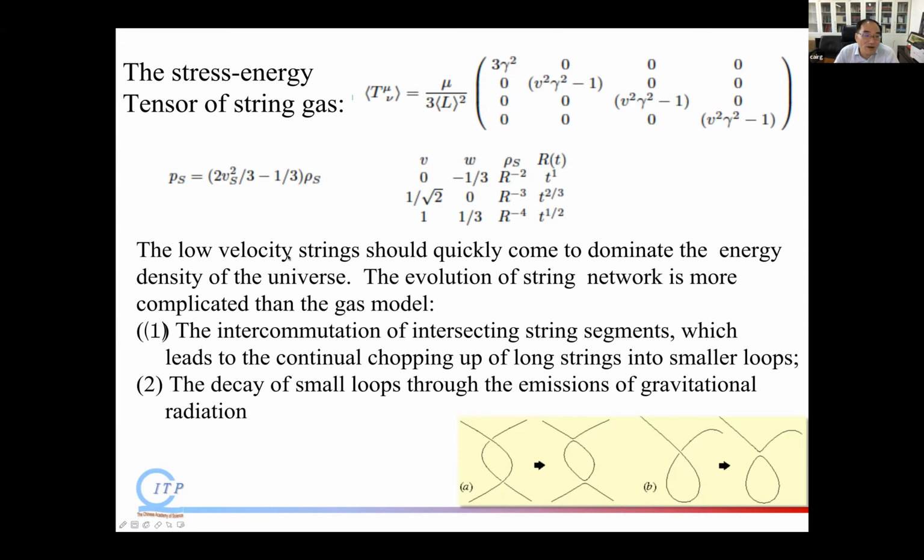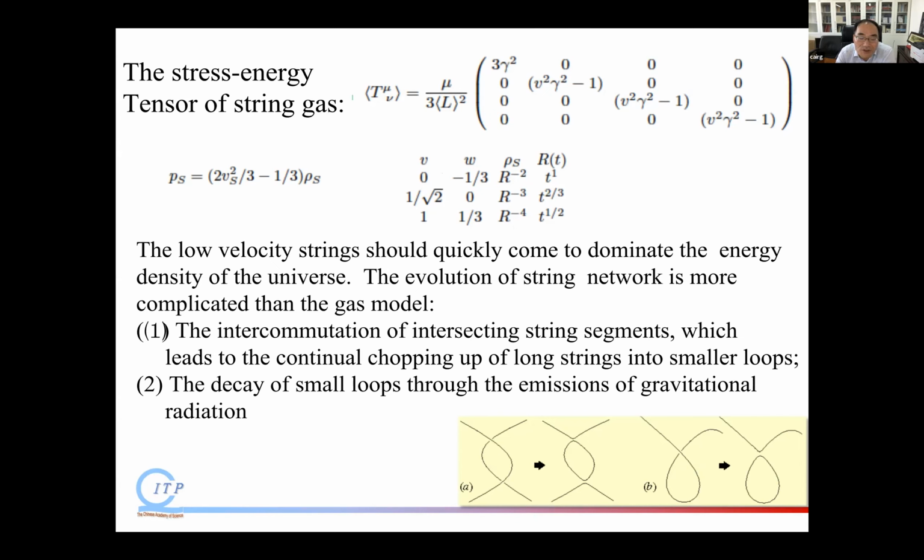So the low velocity strings should quickly come to dominate the energy density of the universe, because they behave like matter. This is the dust. Because the velocity of the strings will quickly go to 0 due to the redshift, in that case the strings will dominate the universe.